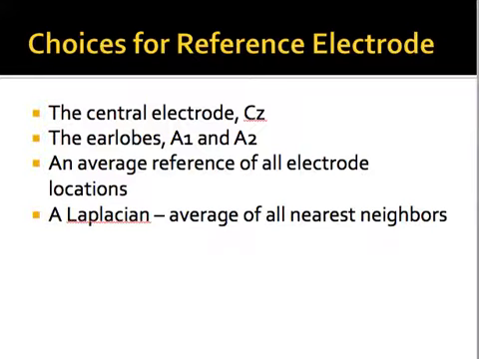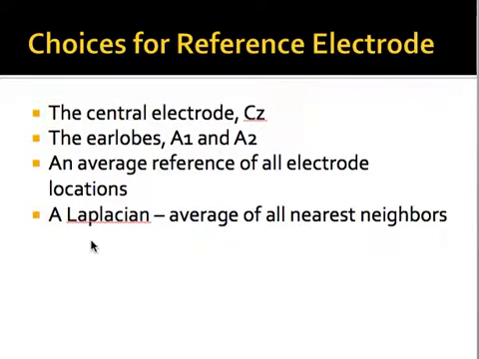Another option, which is common in research systems, and in fact the new NeuroScan systems use this, is an average reference. What happens here is the software itself takes an average of all of the electrodes. You have all your signals coming in, and you take an average of all of those signals, and that is defined as the reference. Then each individual electrode would be that electrode signal minus the average reference.